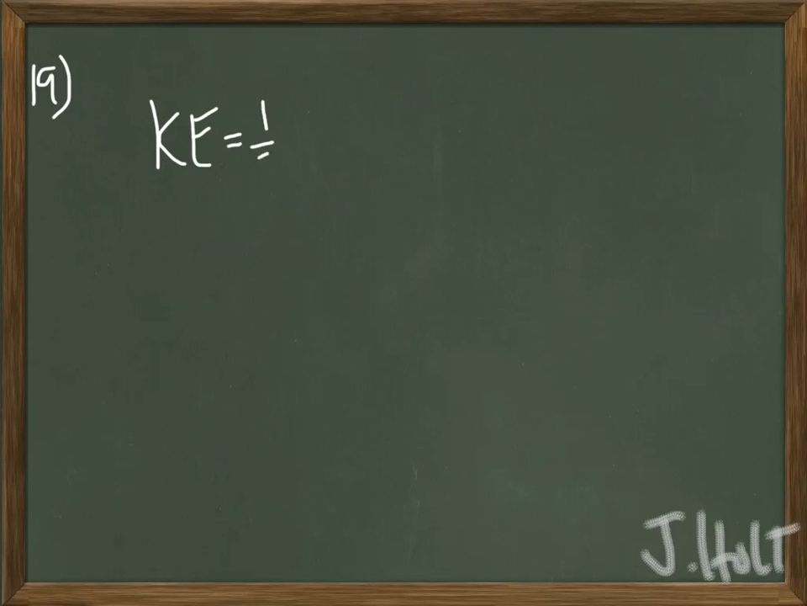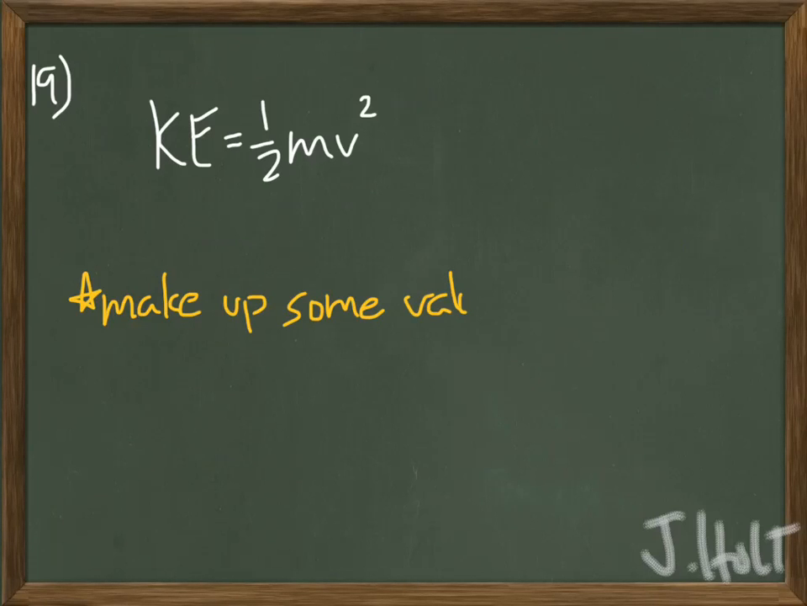Number 19 is a conceptual question. What happens if you double the speed? Some of you guys can figure this out in your head. An easy way to do it is to just plug in fake numbers. So like make your mass 1 and make your velocity 2 or something like that. And then double the velocity and see what happens.